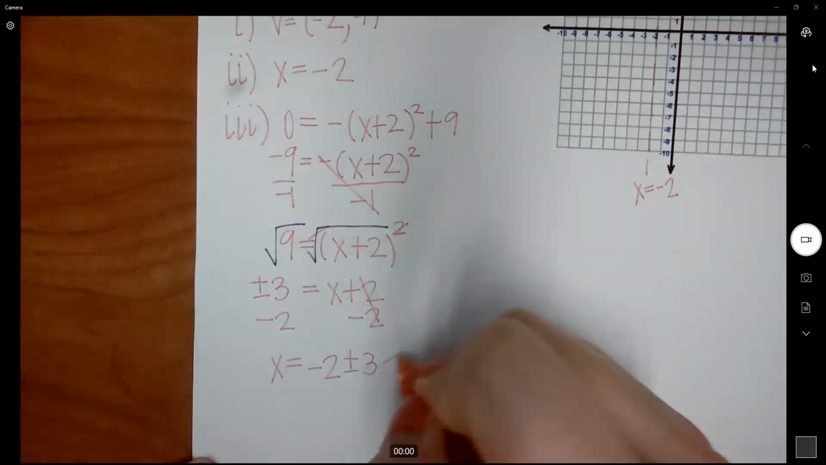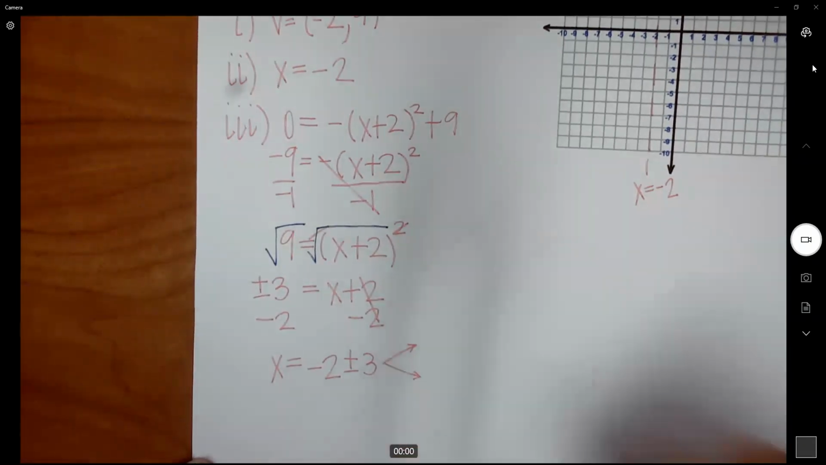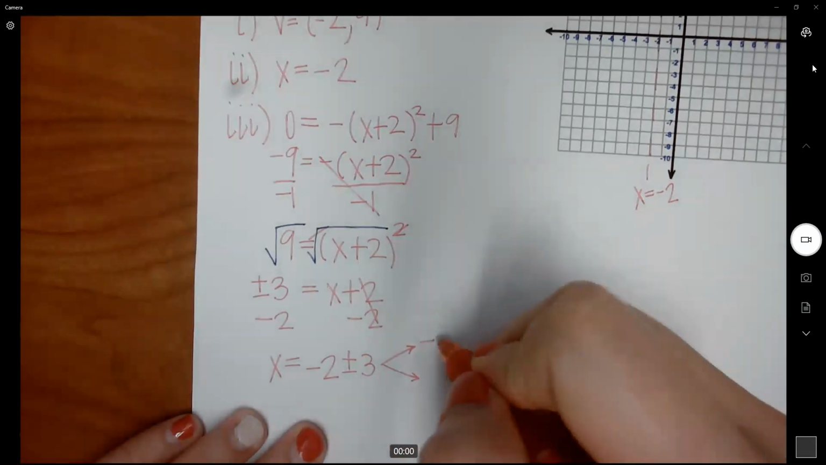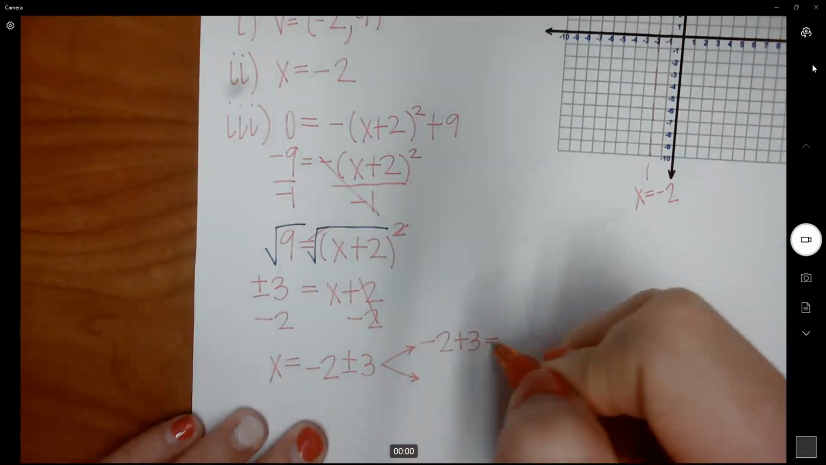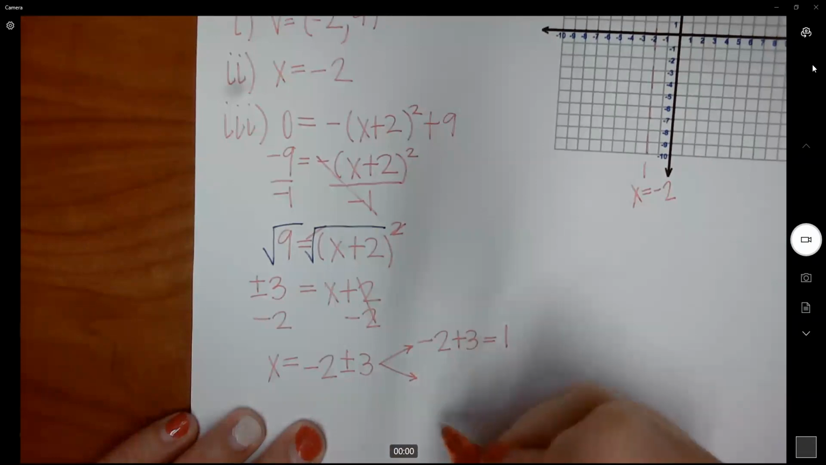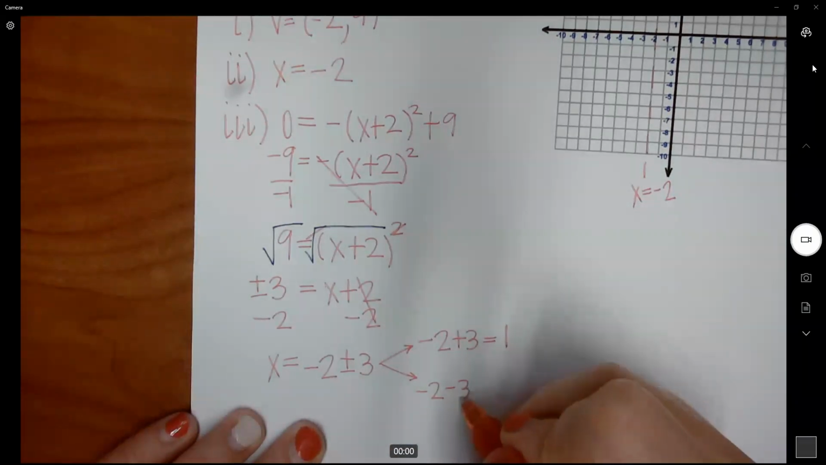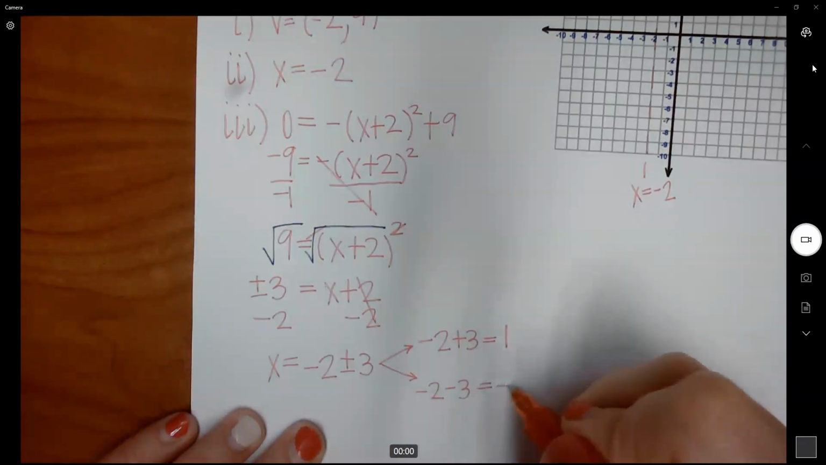So now I can go and get my 2 solutions. I've got negative 2 plus 3, which is going to give me 1. And I have negative 2 minus 3, which is going to give me negative 5.